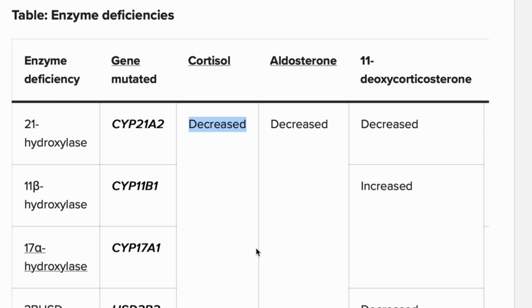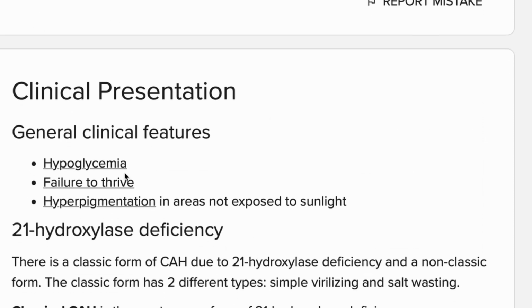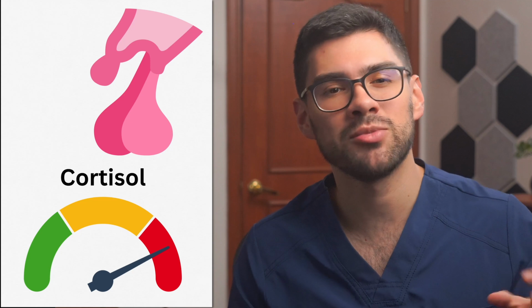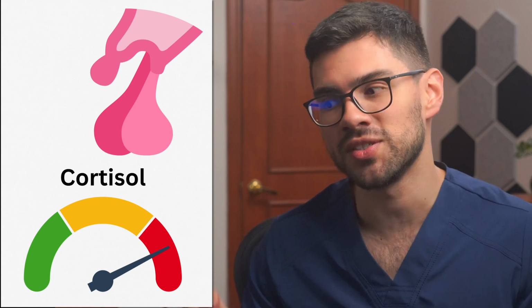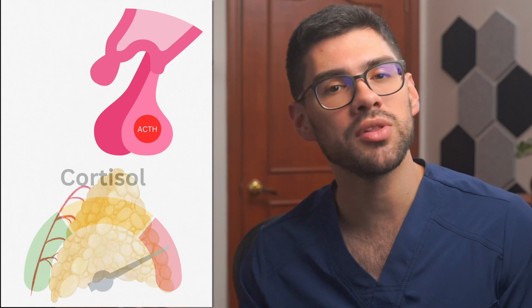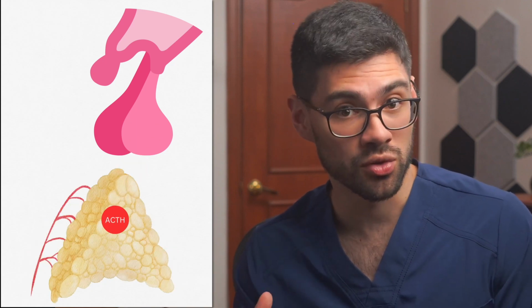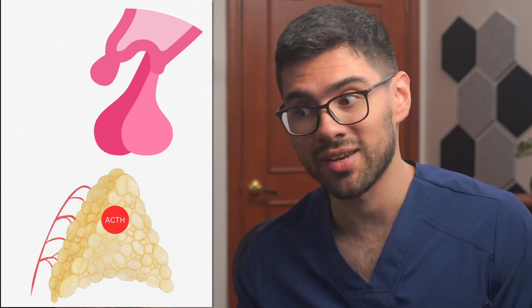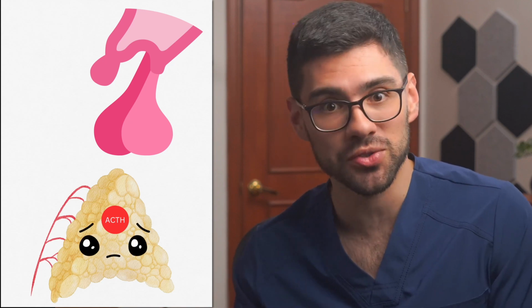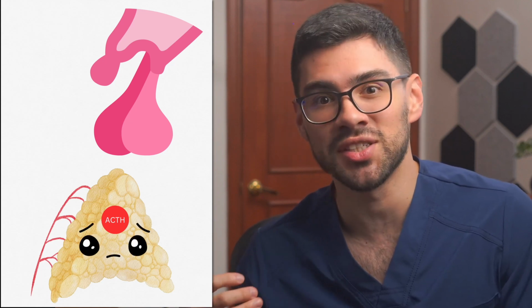And how does this present? Well, the three typical findings are hypoglycemia, failure to thrive, and hyperpigmentation. Now, why hyperpigmentation? Well, remember that when cortisol levels drop, the hypothalamus senses this drop and starts releasing CRH, which in turn increases ACTH production to stimulate cortisol synthesis. Under normal conditions, this would work, but in these conditions, the adrenal glands simply can't produce more cortisol, no matter how much ACTH is released.